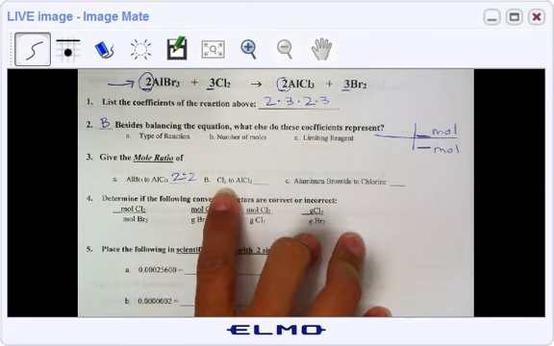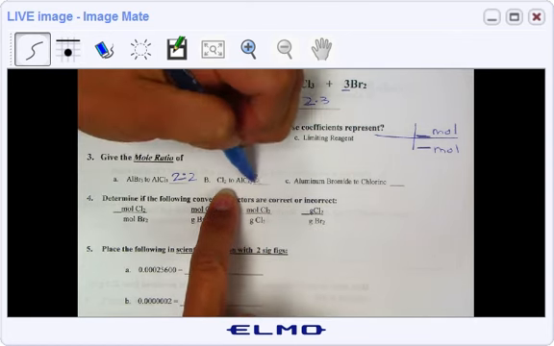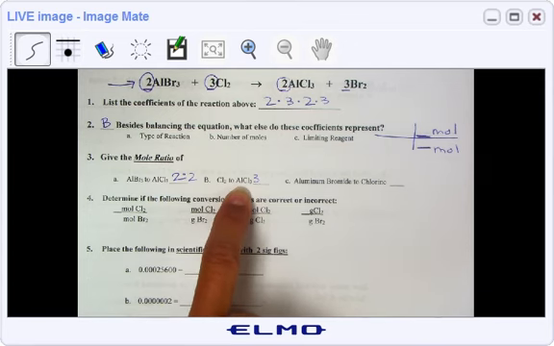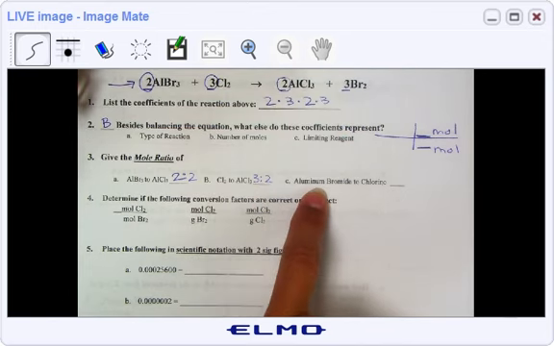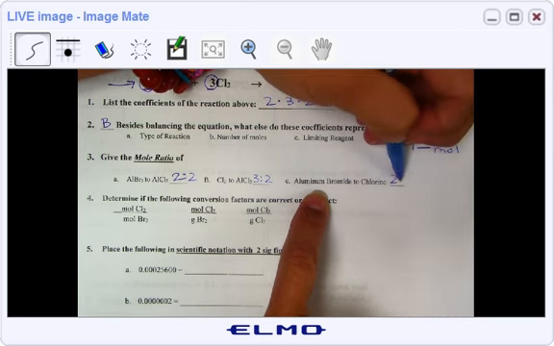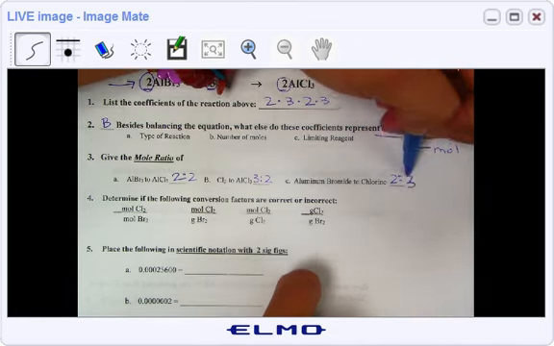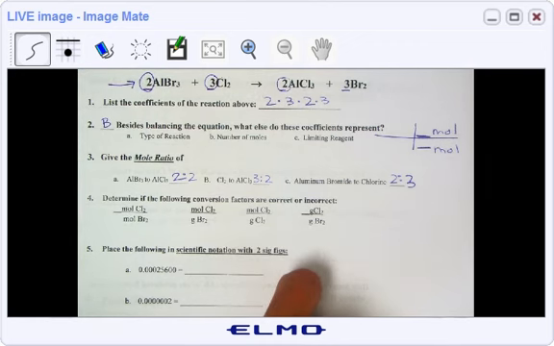B, Cl2. The coefficient for Cl2 is 3 to AlCl3. AlCl3 is 2. It is a 3 to 2 ratio. Aluminum bromide to chlorine. Aluminum bromide is AlBr3, so that is 2. Chlorine is right here, and the coefficient for chlorine is 3. That is a 2 to 3 ratio.